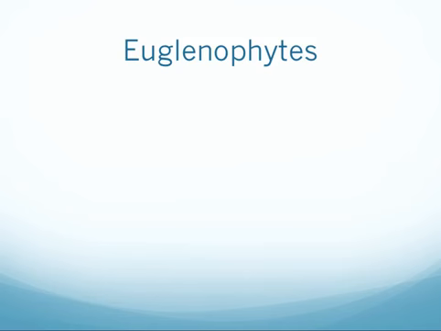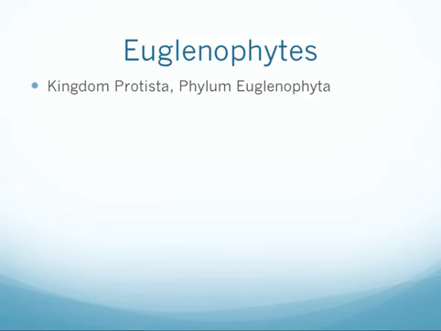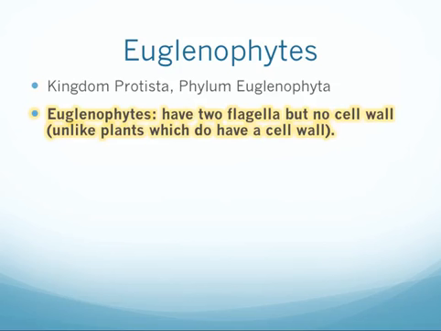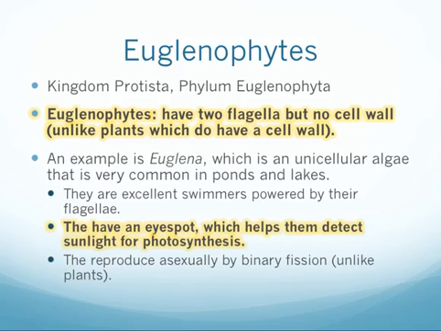So euglenophytes are in kingdom Protista. They're phylum Euglenophyta. Euglenophytes have 2 flagella, so that's a cell organelle that can move and that is motile, but no cell wall, unlike plants, which do have a cell wall. So this is why euglenophytes are not plants. Besides the fact that they're only unicellular, they don't have a cell wall. An example of a euglenophyte is Euglena, which is what the phylum was named for.